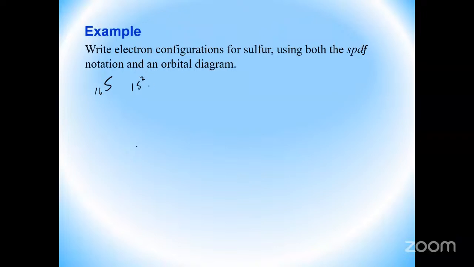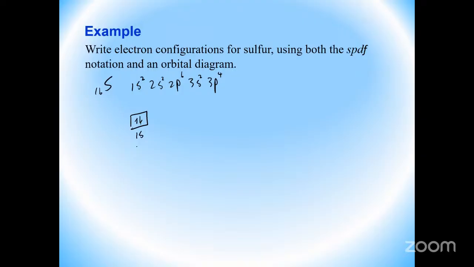So sulfur would be 1s2 to begin with, and then 2s2, and then 2p6. So that's 10 so far, and then 3s2, right? So that's 12, and therefore the next would be 3p4, right? So this would be the SPDF notation. Now, if we were to use the orbital diagram where we use boxes to represent the orbitals, this is how we would do it. So this would be the 1s orbital, 2 electrons in there.